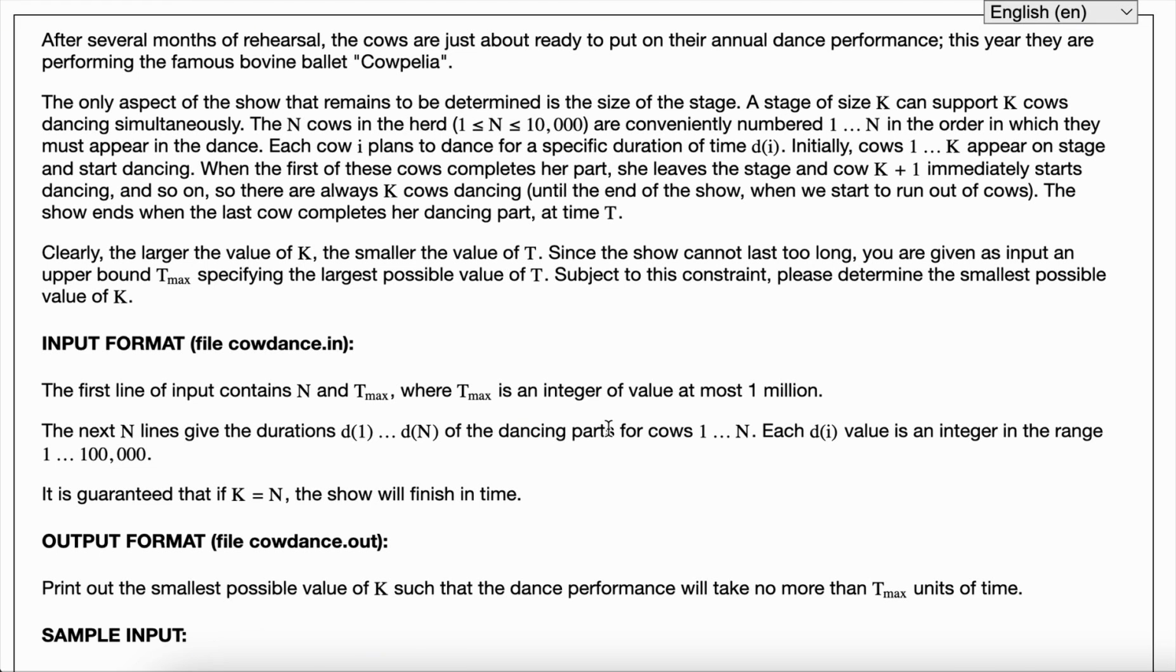Clearly, the larger the value of K, the smaller the value of T. Since the show cannot last too long, you are given as input an upper bound T max specifying the largest possible value of T. Subject to this constraint, please determine the smallest possible value of K.